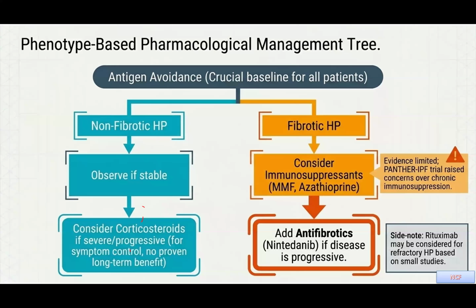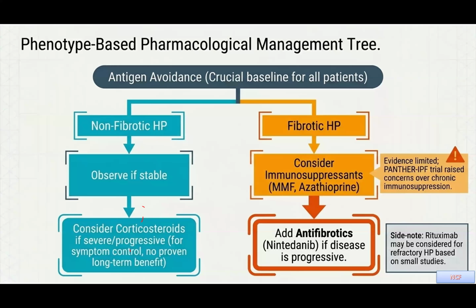So non-fibrotic HP, if the patient is stable, you just have to observe. If it is a severe or a progressive non-fibrotic HP, or the patient is very symptomatic and you need good symptom control, then you can consider corticosteroids. However, there is no proven long-term benefit. Now coming to fibrotic HP. In fibrotic HP, you have to consider immunosuppressants, MMF, azathioprine.